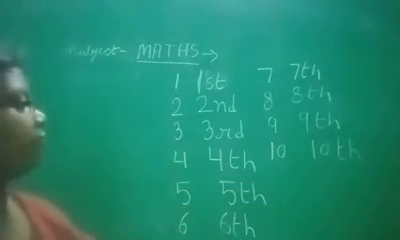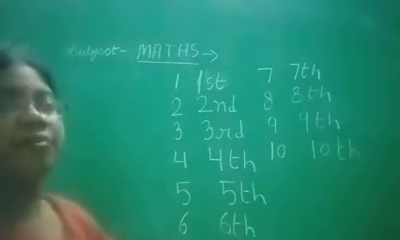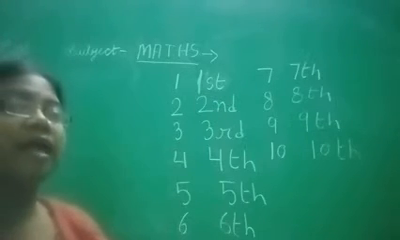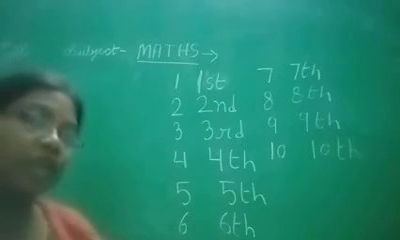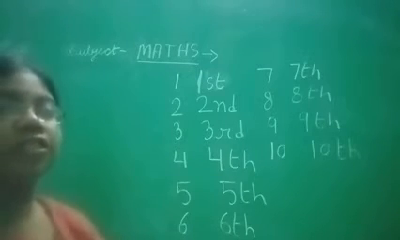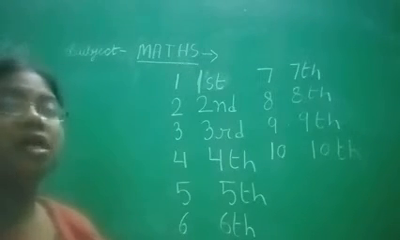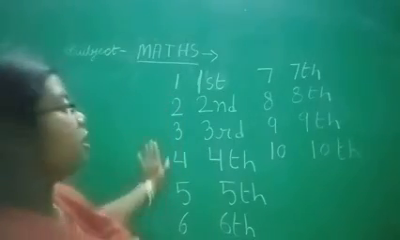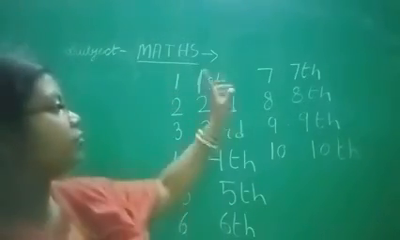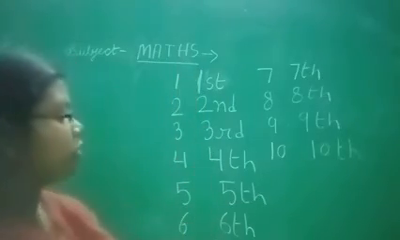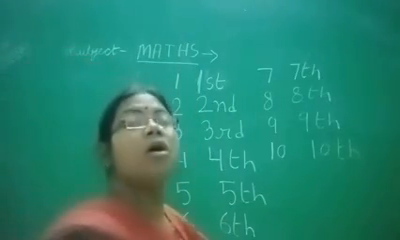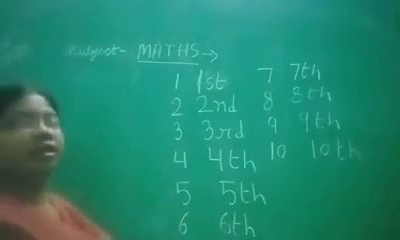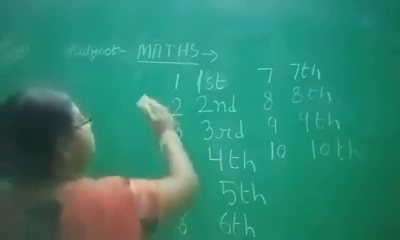See this, we have added some alphabets, and in those numbers where alphabets are added, the pronunciation also changes, and that number shows us the position. It doesn't show the position when it is a simple 1, 2, 3, 4, 5, 6, but these numbers show the position, and this is called ordinal numbers.